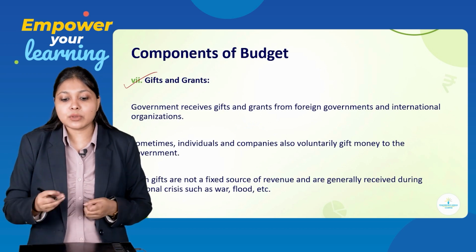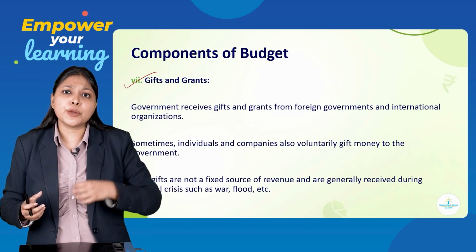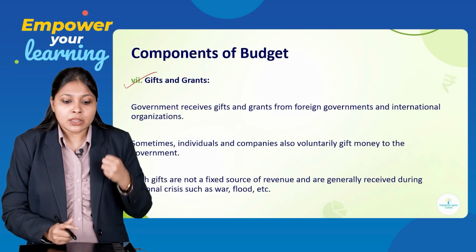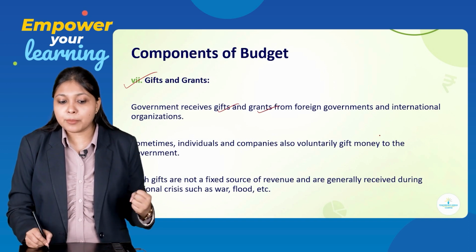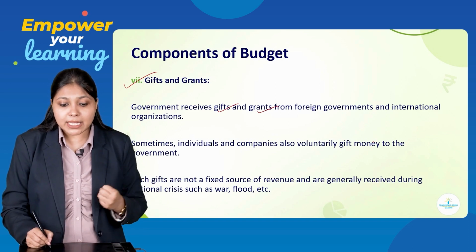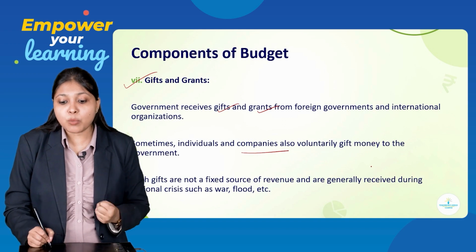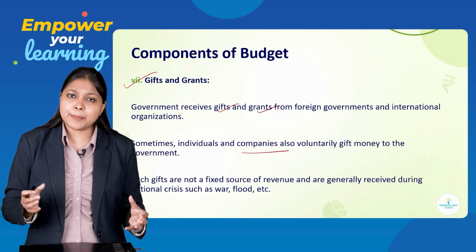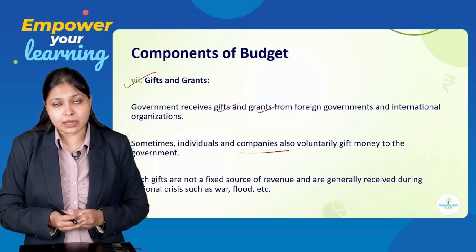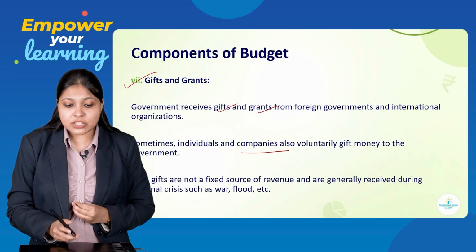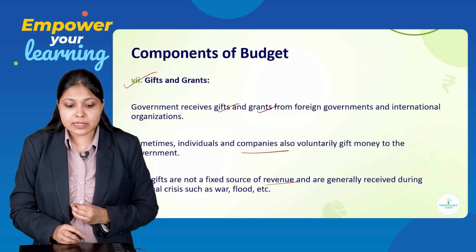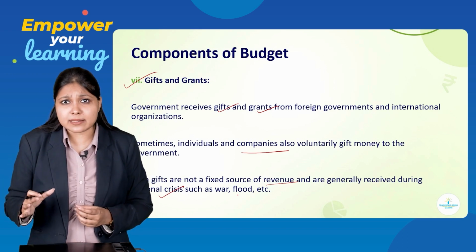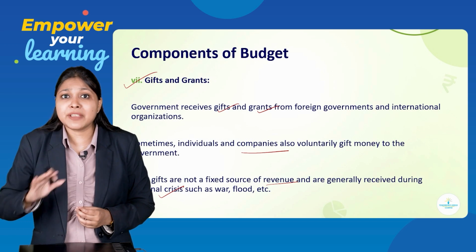Gifts and grants. So gifts and grants which the government will receive from state governments, union territories, foreign countries, and so on. The government receives gifts and grants from foreign governments and international organizations. Sometimes individuals and companies also voluntarily gift money to the government. Such gifts are not a fixed source of revenue and are generally received during a national crisis such as war and flood. So all of these things are not fixed. These are not a fixed source of revenue.